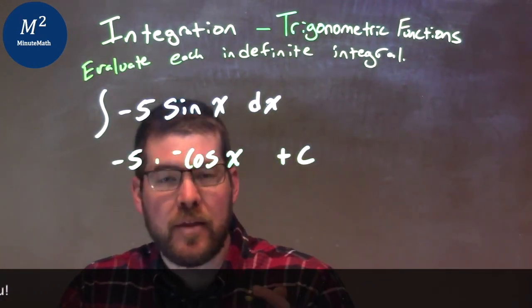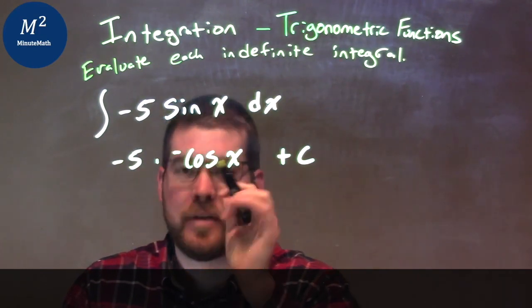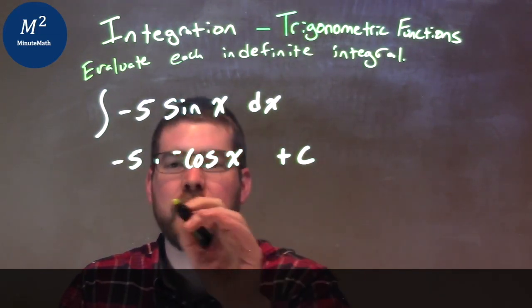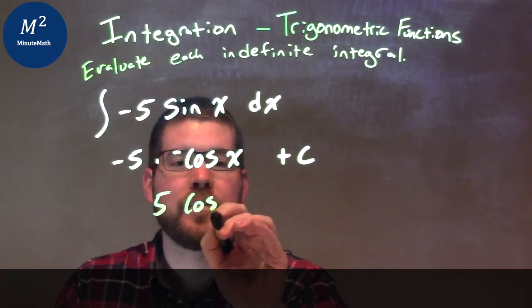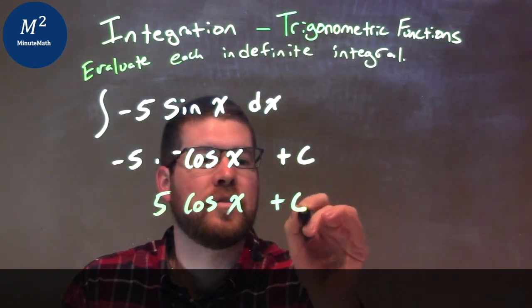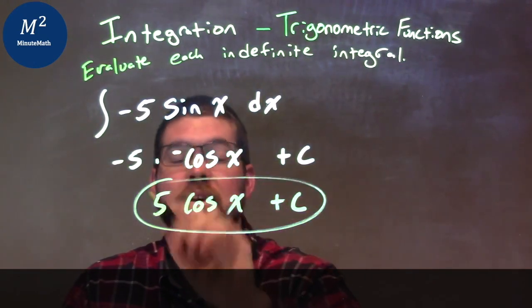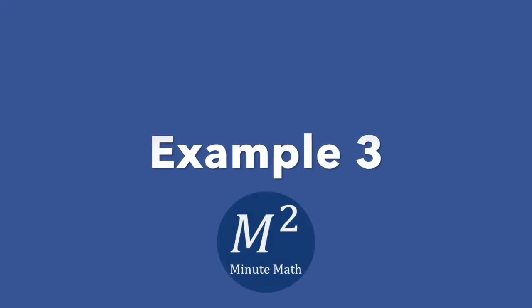Now, we can simplify this a little bit. Negative 5 and negative cosine, multiplied together, is positive. So we have 5 cosine of x plus c, and that right here is my final answer.